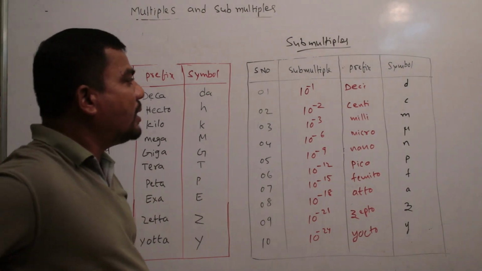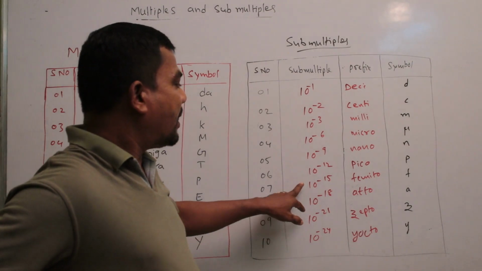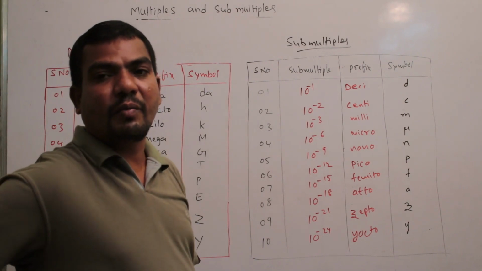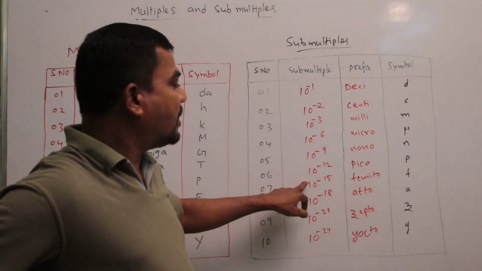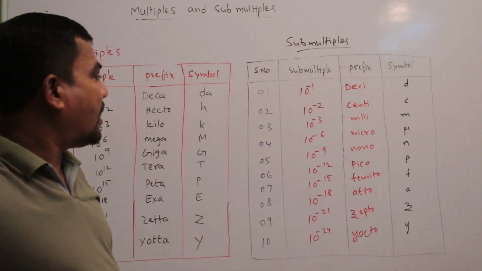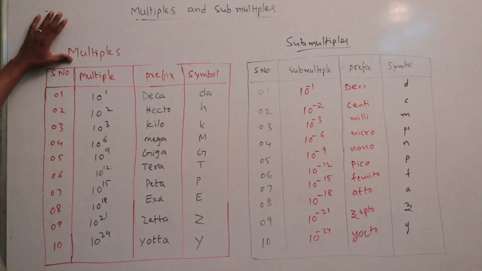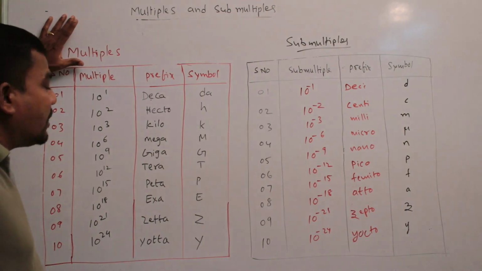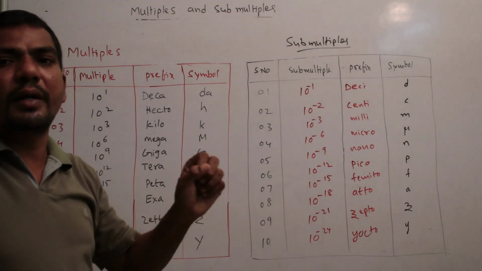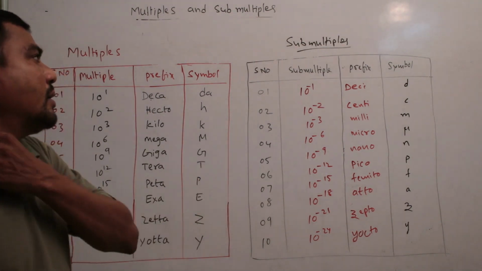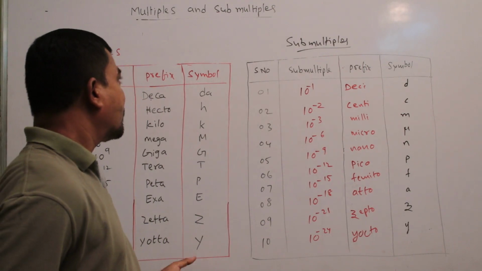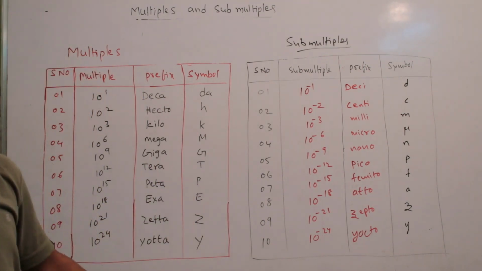What is the symbol of the prefix of 10 power minus 15? 10 power minus 15 is femto, the symbol is small f. So the answer is small f. That type of questions are asked. Multiples are used to measure very large quantities, and submultiples are used to measure very small quantities. This is the importance of multiples and submultiples.